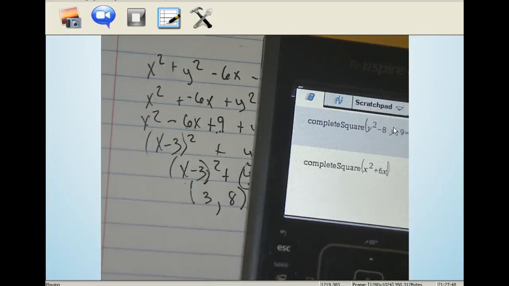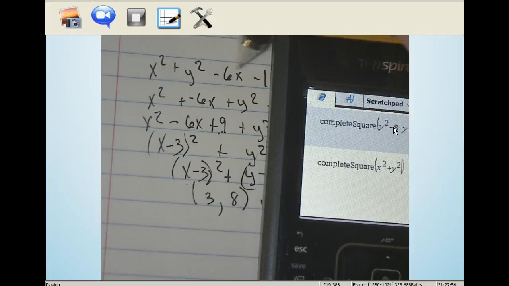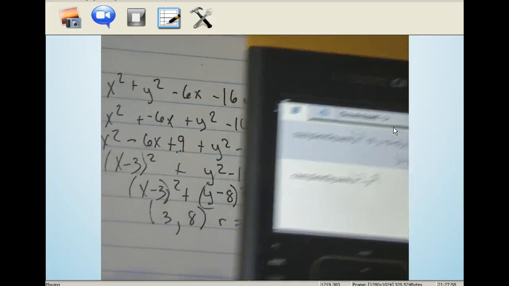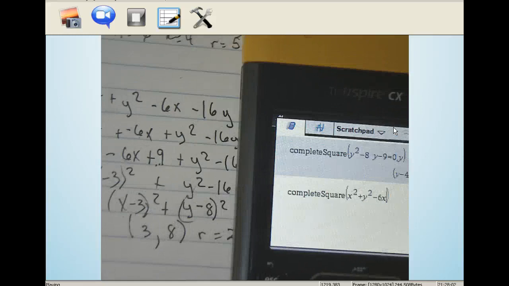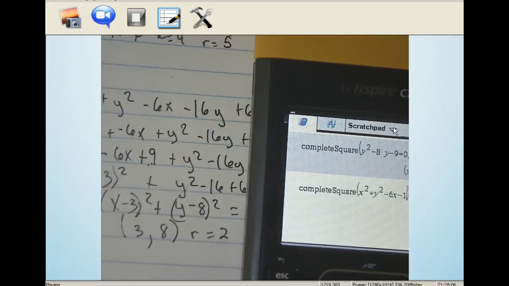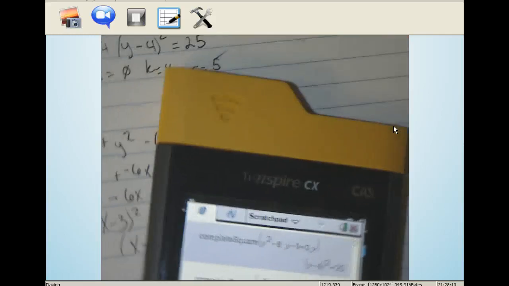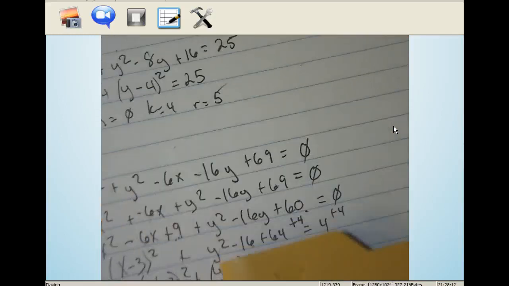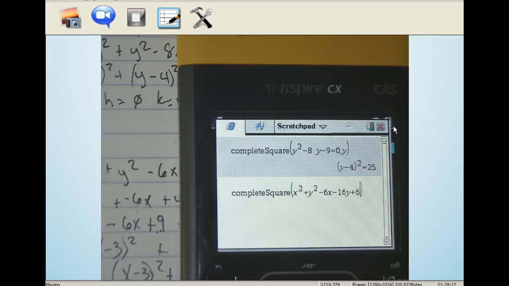I'm so sorry. I need that original equation, so I'm a little bit distracted. Okay, plus y squared. This is x squared plus y squared minus 6x. So we're going to go minus 6x, right? And then minus 16y. Okay, we've got that part down there. Right, and then the last part of it said plus 69. So I go plus 69.